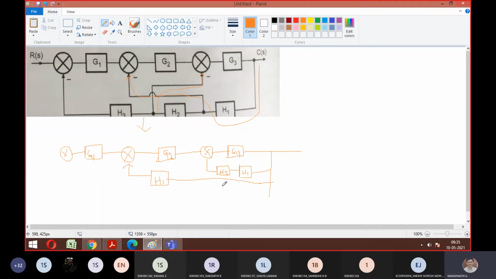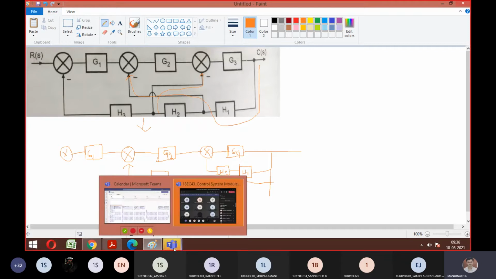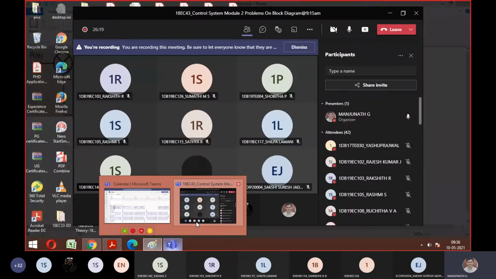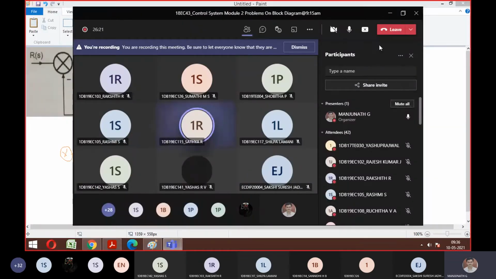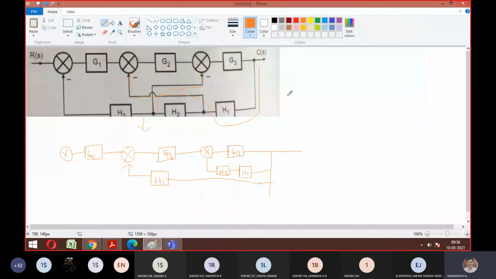Have you understood or not the separation of your feedback path? Sir, your voice is audible, guys? It was breaking. Yeah, now is it fine? Now it's fine. Okay, paint is visible.